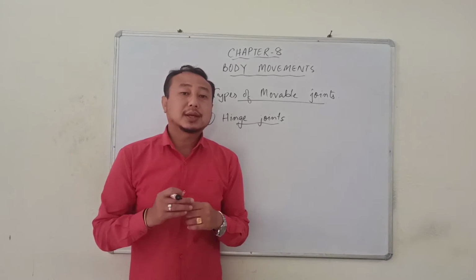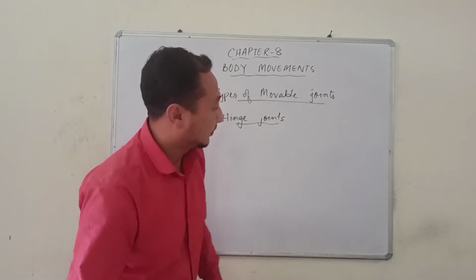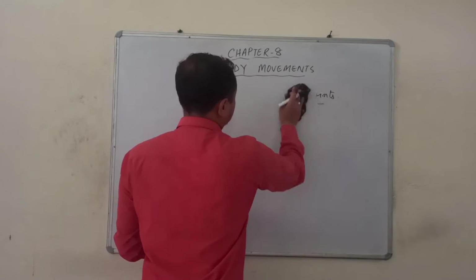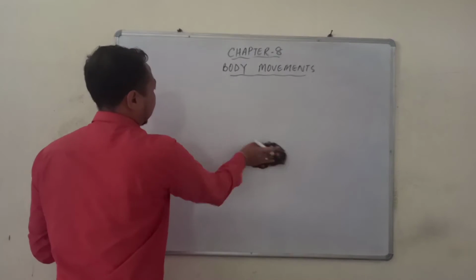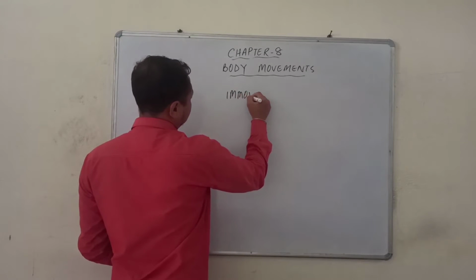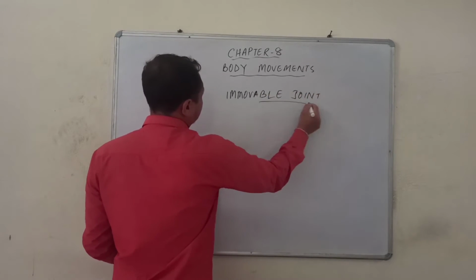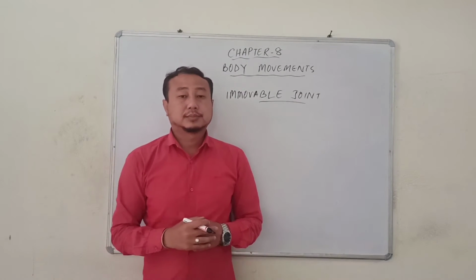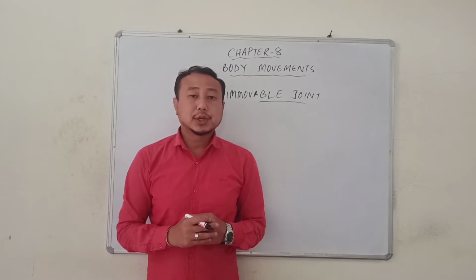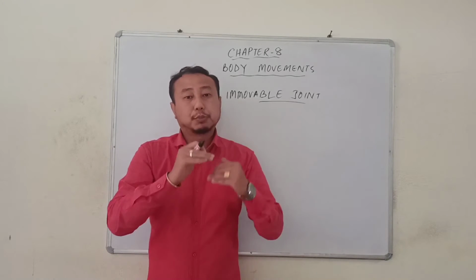Now let us come to the next type of the joint, that is immovable joint. Immovable joints are the type of joints which help in fixing or joining two different bones but don't allow the movement of the body parts.